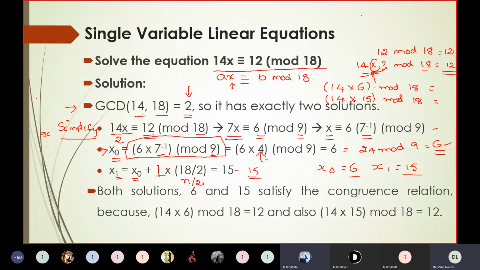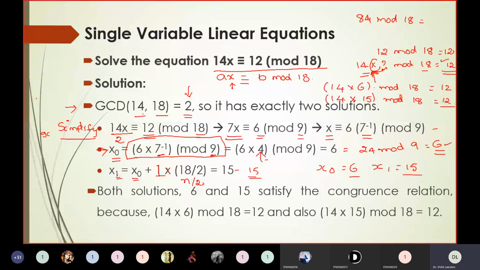84. 84 mod 18, what is the value? 12, ma'am. So this equation is satisfied. Same way, 14 into 15 mod 18 also we will get 12. So this is the way of calculating the x value.